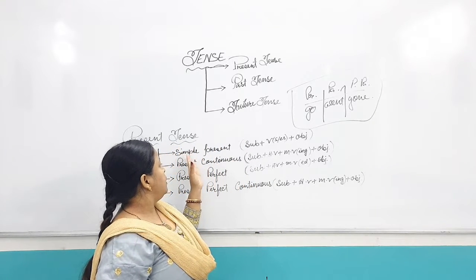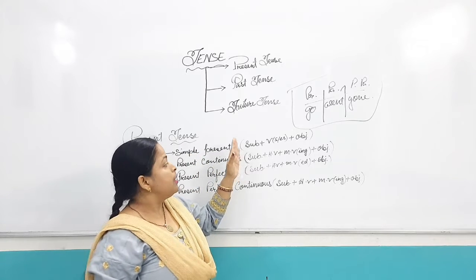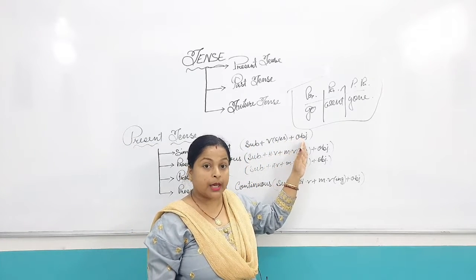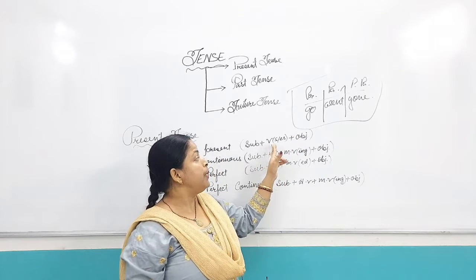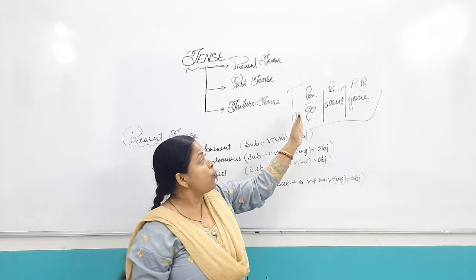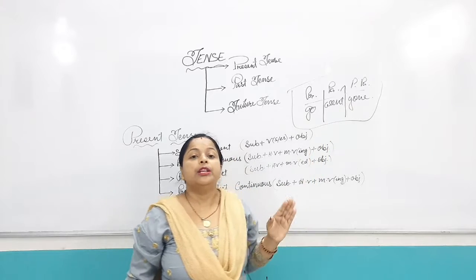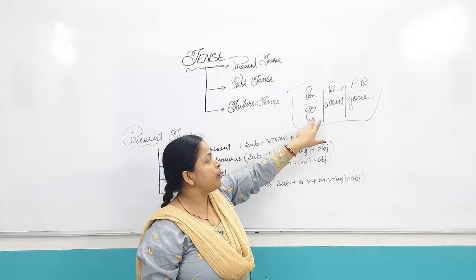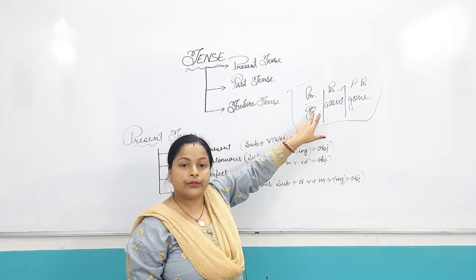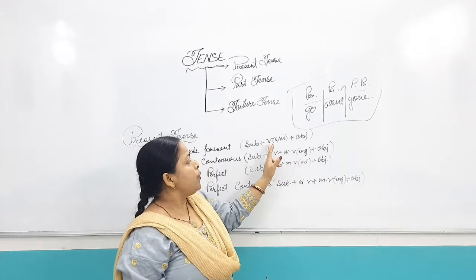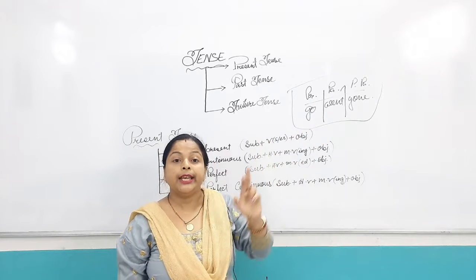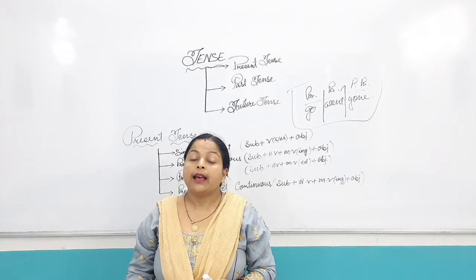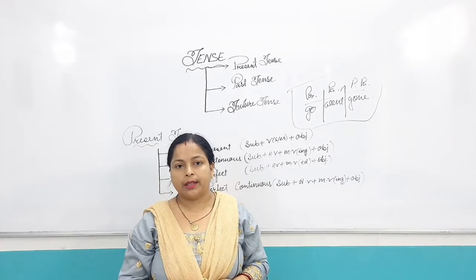So I am on simple present tense. The sentence formation, as I told you, is subject plus main verb plus object. But how the main verb will be used, which form we will use in simple present tense? We will use the present form, the first form of the verb. So go, but there is one condition: if the subject is third person singular number.